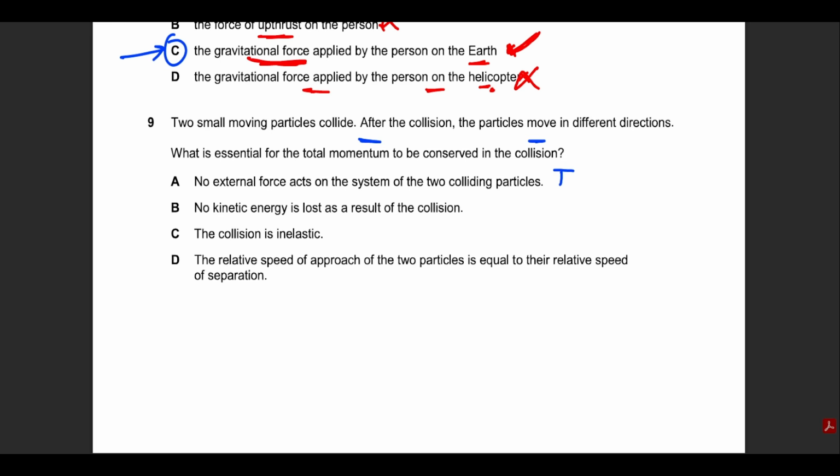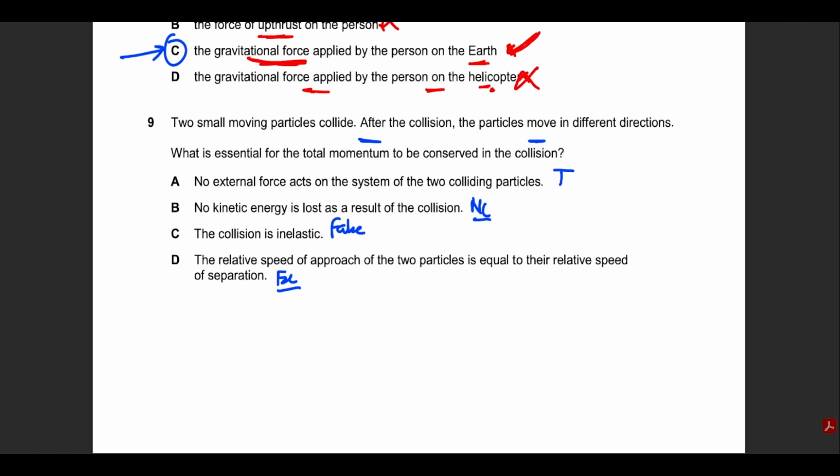No kinetic energy loss. This is not necessary. Even if it does, momentum is still conserved. The collision is elastic. It could be elastic or inelastic. It is still going to conserve momentum in both situations. The collision is inelastic. It is false. The relative speed of approach is equal to the relative speed of separation. Again, this is a special case for elastic collision. So this is not necessarily required.